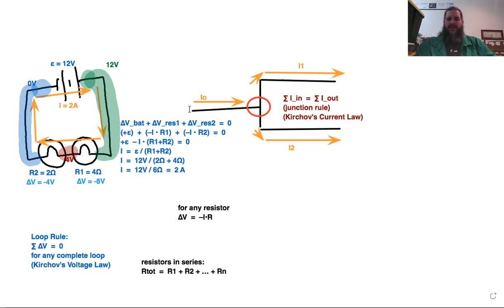Whereas with current, as current flows, if you hit a junction, the current's going to split. Not necessarily evenly, but you can figure out which one gets more or less current based on resistances and filling out the loop rule equations.